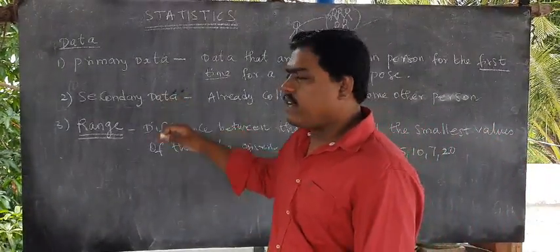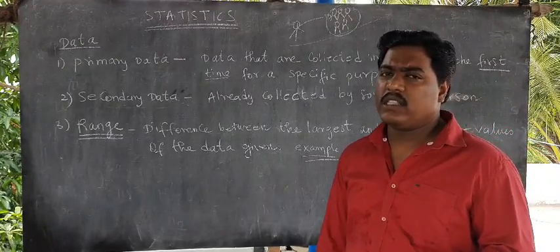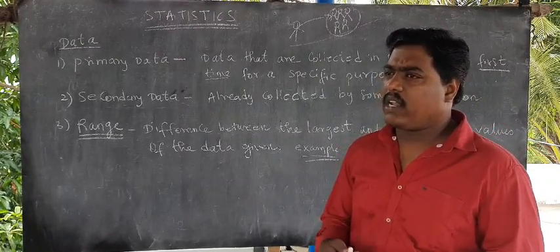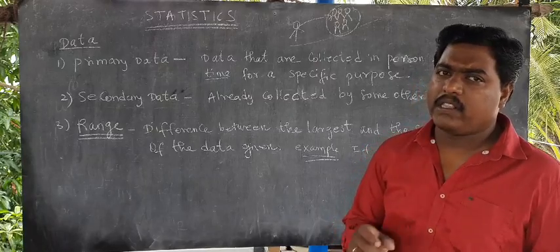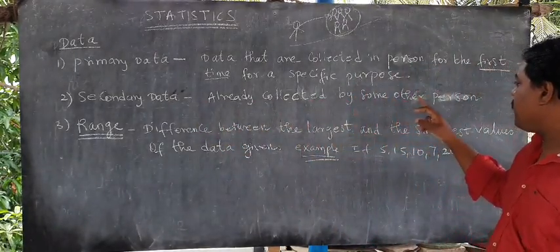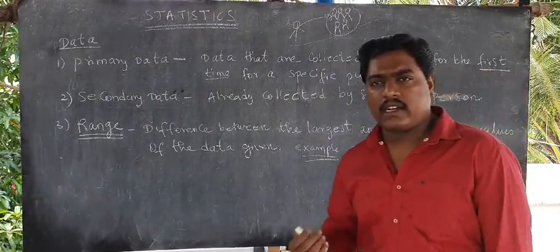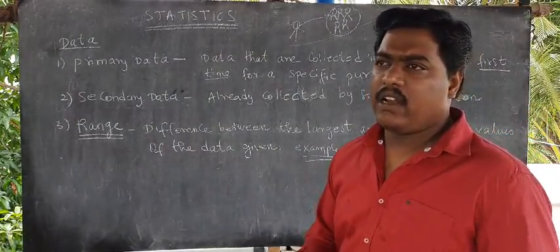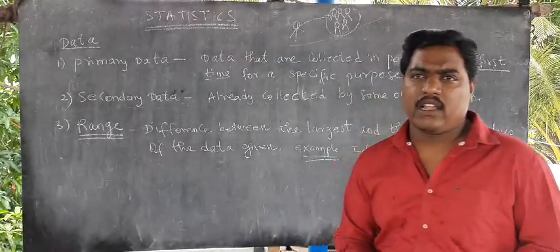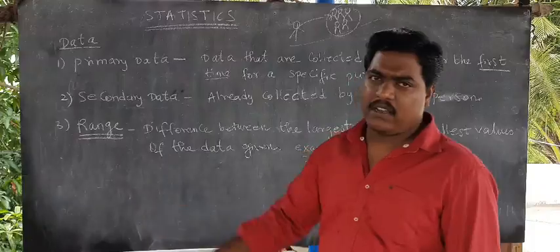Then secondary data means we already collected some data. Using this data, one more time we are collecting the information, that is called secondary data, already collected by some other person. One data is already collected. Again, for verification we are gathering the information, that is called secondary data.